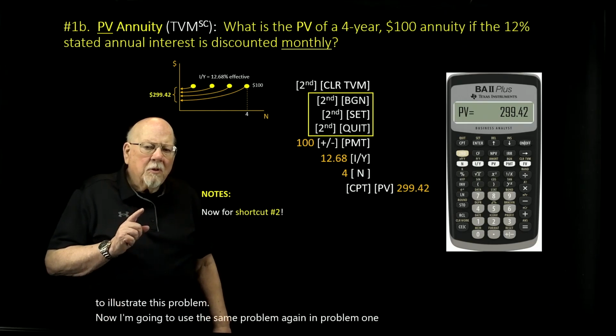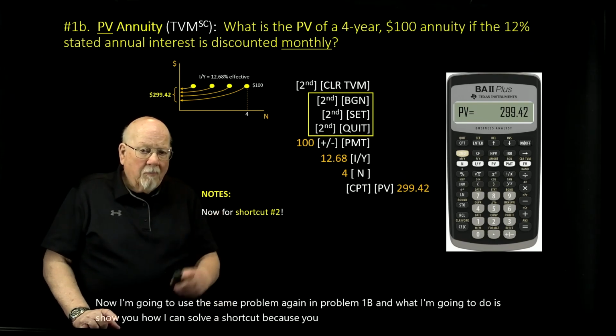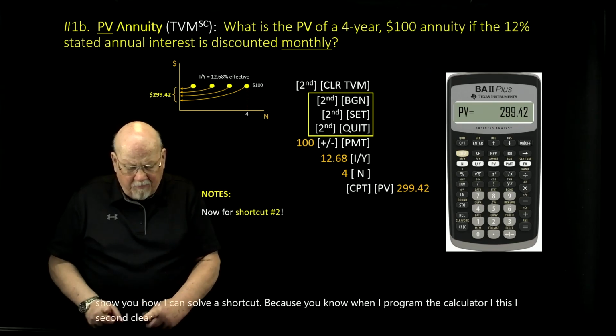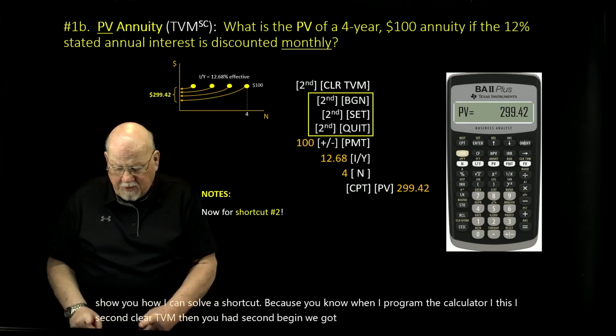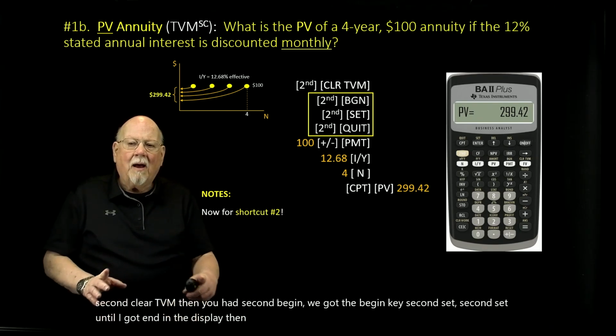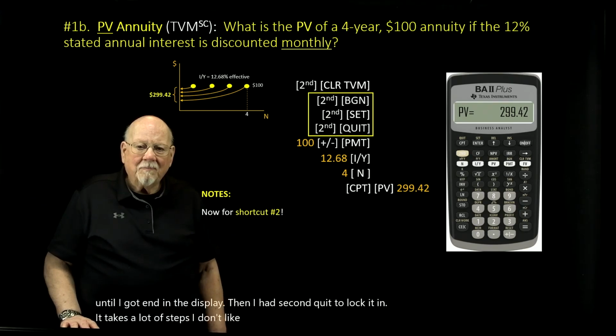And what I'm going to do is show you how I can solve it with a shortcut. Because, you know, when I programmed the calculator, I did this. I had second clear TVM. Then I hit second BGN. We got the BGN key, second set, until I got END in the display. Then I hit second quit to lock it in. That takes a lot of steps. I don't like that.